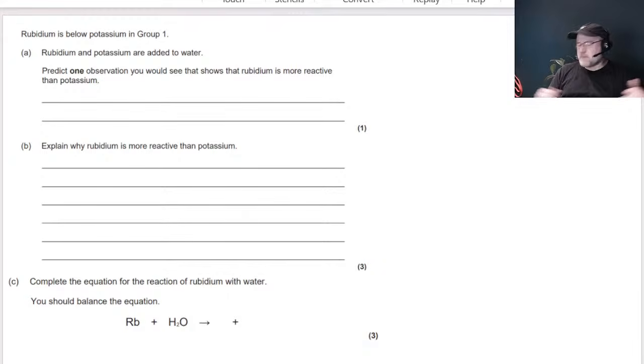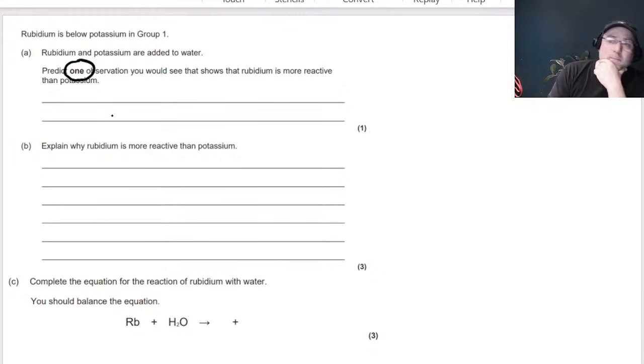Okay, let's do a question, peeps. Rubidium is below potassium in group 1. Rubidium and potassium are added to water. Predict one observation you would see that shows that rubidium is more reactive than potassium. So, think back to the picture we just looked at. What would you see more of if rubidium, they're telling you rubidium is more reactive? Give one observation, just one thing you would see more of. I guess you can't say, oh, I'll see more solution formed, because you can't see that. What could you see more?